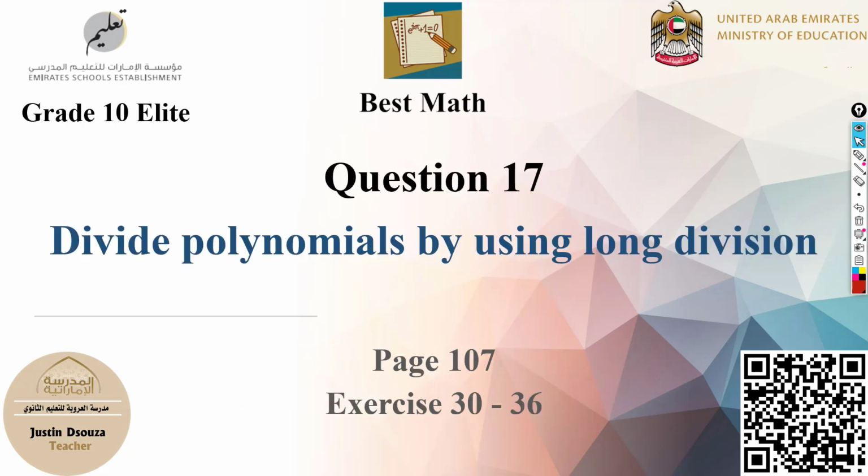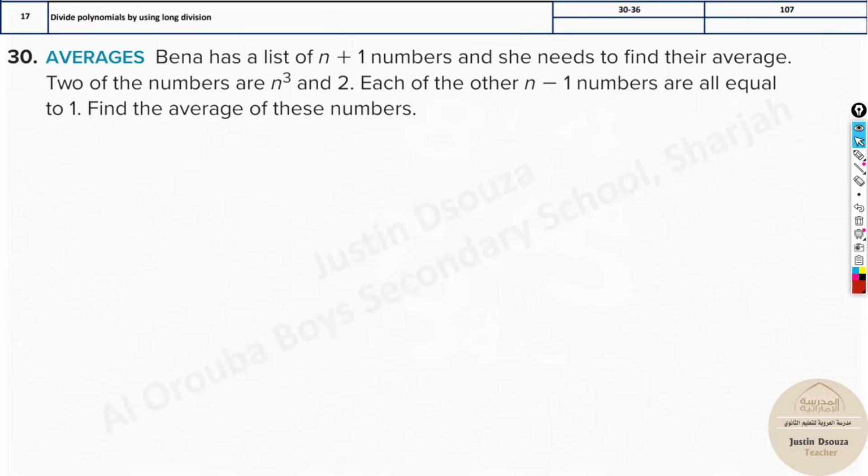Question number 17 is to divide polynomials by using the long division method. Let's look into the problems over here. Some of them are tricky. It's all real world problems. The first one is about averages. Bina has a list of n plus 1 numbers, and she needs to find their average. Two of the numbers are given as n cube and 2.